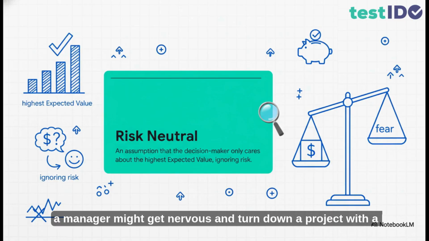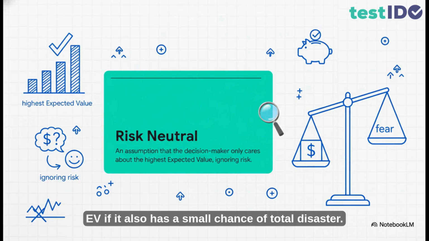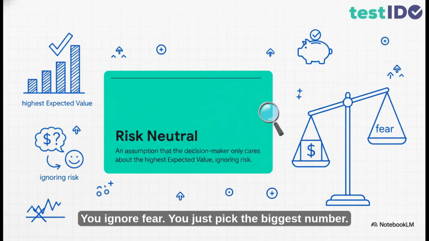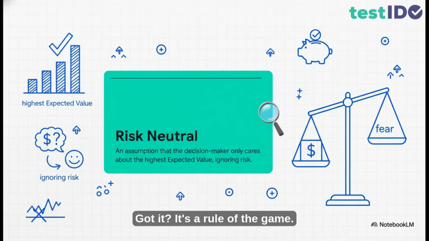Now, in the real world, a manager might get nervous and turn down a project with a high EV if it also has a small chance of total disaster. We call that being risk averse. But on your exam, you ignore feelings, you ignore fear, you just pick the biggest number. Got it? It's a rule of the game.